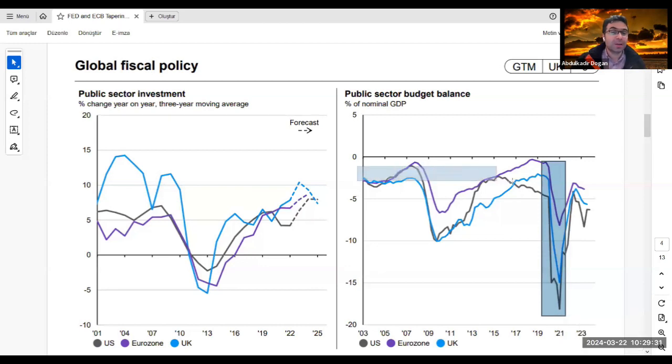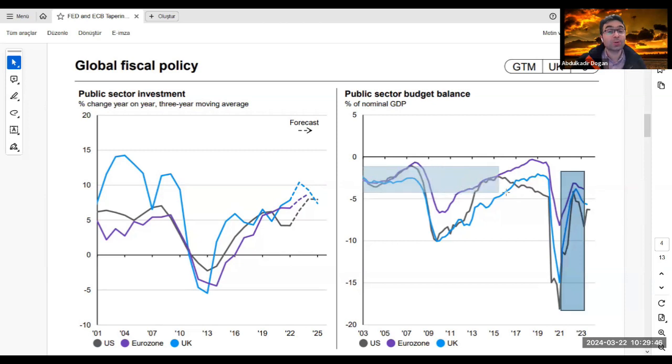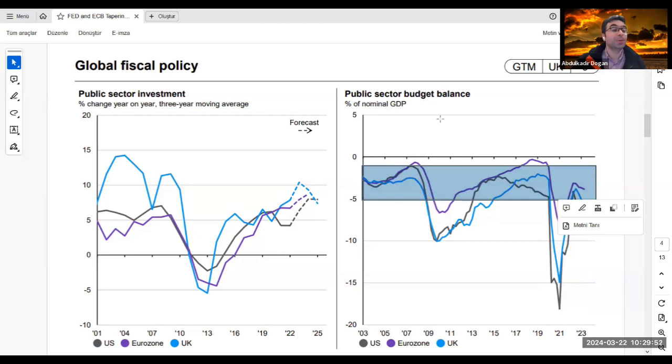But the normal period is just around 2%, right? Then how should you finance this type of operation? After COVID, you will increase your tax rate and the budget deficit will converge to its long-term average of around 2 or 3% compared to nominal GDP.